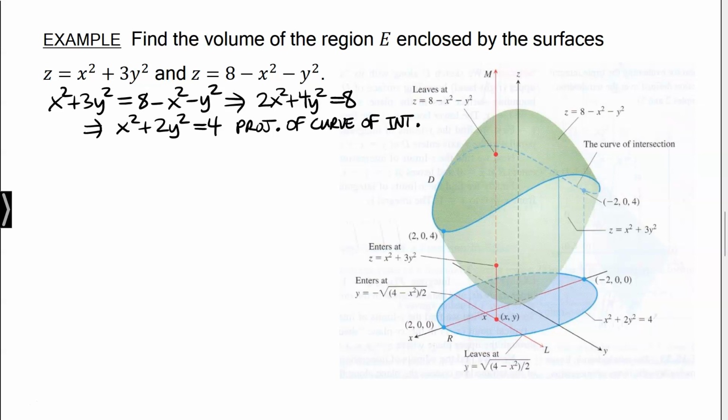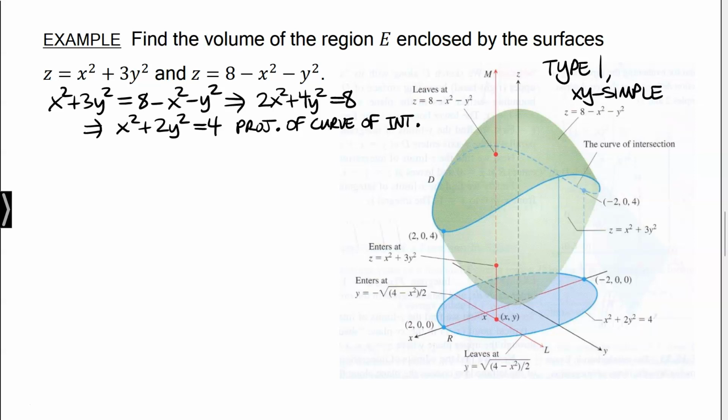Now, what is the next thing we need to do? Well, see this projection here in the xy plane. That's an ellipse, right? x squared plus 2y squared equals 4 is an ellipse. So this is a type 1 or xy simple region. So we have to think about how we would do this region as if we were doing a double integral in the xy plane.